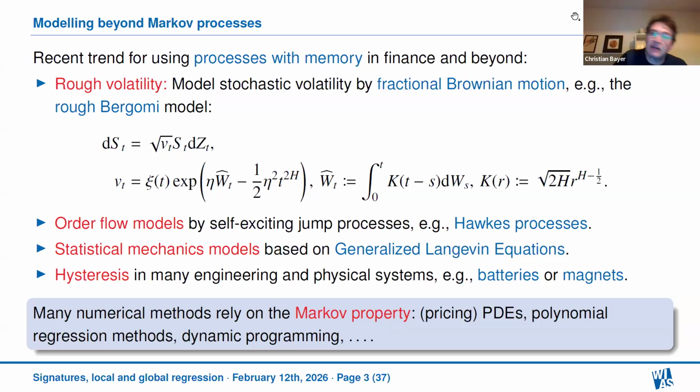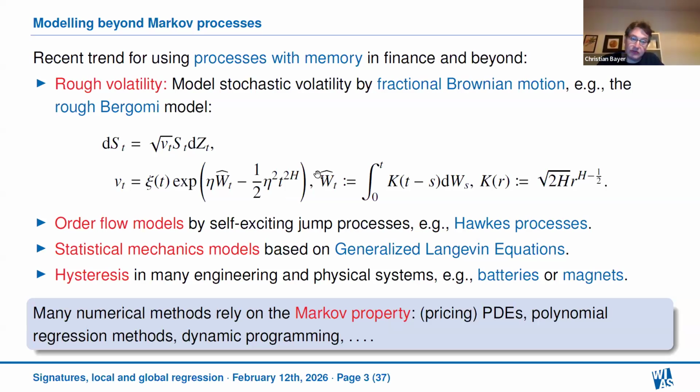So just a few examples. Of course, as Yuan said already, I am interested in rough volatility. And I put here one example of a rough volatility model, the rough Bergomi model. This is a stochastic volatility model, so we have the typical dynamics of a stochastic volatility model with, and this is where memory comes in, an instantaneous variance process V_t, which is, in this case, a function of a fractional Brownian motion.